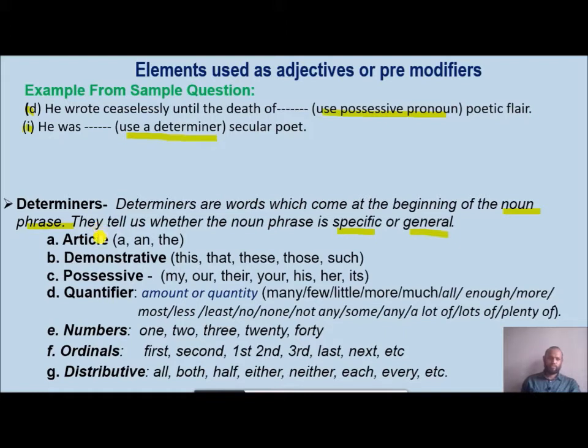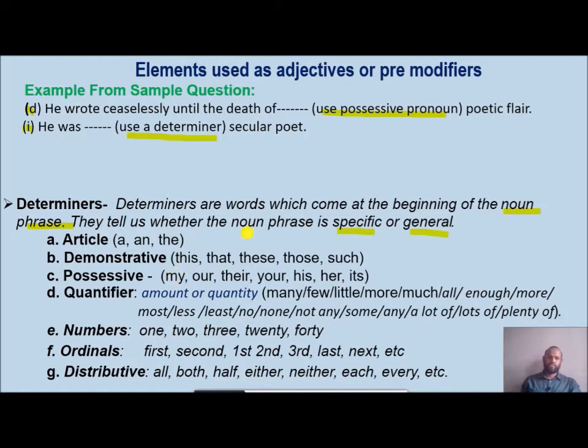So you see in question number D we are asked to use a possessive pronoun. Here you see the possessive, and these are the examples of possessive pronoun: my, our, your, his, her, its. They indicate ownership, or when something belongs to someone we say he is the possessor or he is the owner of these things. So possessive pronouns indicate a kind of ownership or possessorship.